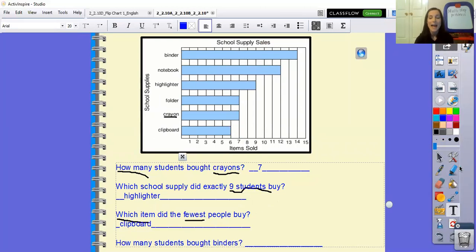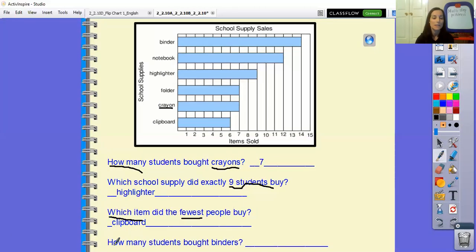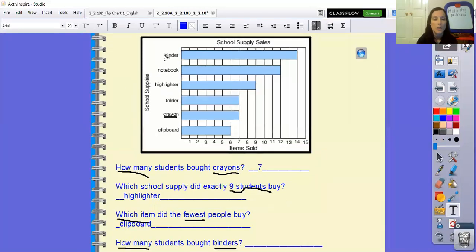And then finally, how many students bought binders? So when they say how many, they were wanting a number, and they want to know how many bought binders. When we look at our chart, we can see that the binders is on our school supplies. It's right here. And we can follow that bar all the way across, and then wherever it stops, go all the way down to find that number. And we see that it is the number 14. So we would put number 14 right here in that question. Okay, I hope that was a great review.